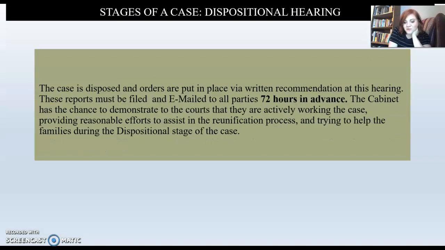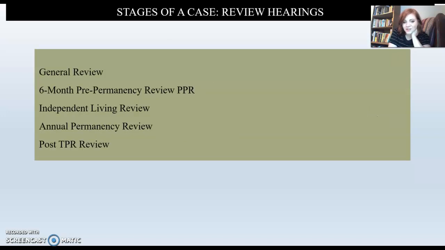The dispositional hearing, that's the first time in the court process that we will have written recommendations from the cabinet, and those will be adopted or not by the judge. Then other review hearings: after those 3 hearings are conducted, you'll continue to review the case potentially if needed.